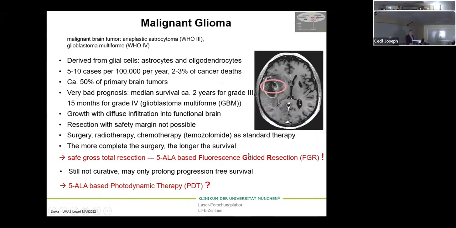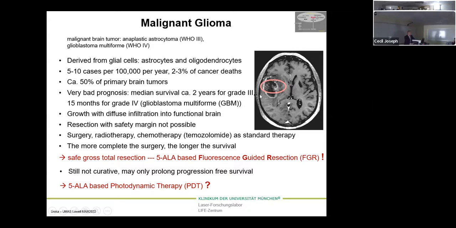So then let's go further on. The aim is, in this case, the malignant glioma. It is a very, very hard to treat tumor. It is an anaplastic astrocytoma, WHO grade 3 or 4, and it is derived from glia cells, normally astrocytes and oligodendrocytes. And a lot of people can get it, and there is 2 to 3% of cancer deaths per year. Unfortunately, this tumor has a very, very bad prognosis. The median survival is roughly 2 years for the grade 3 stage and just 15 months for grade 4.